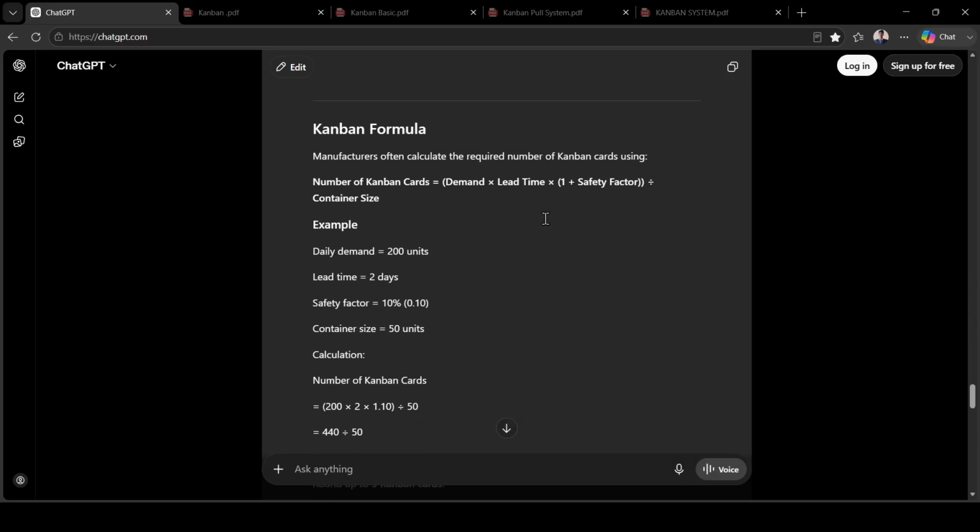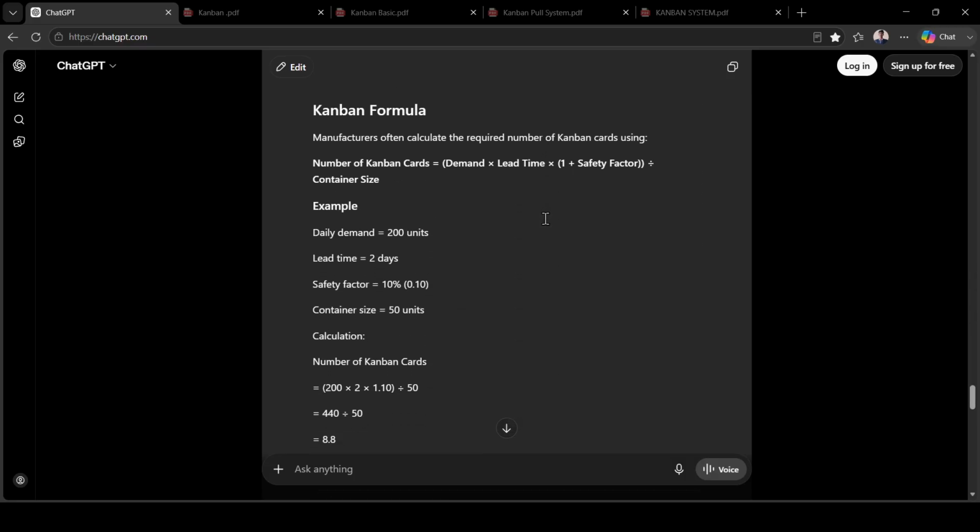Then the Kanban formula. Manufacturers often calculate the required number of Kanban cards using: number of Kanban cards equals demand times lead time times (1 plus safety factor), divided by container size.